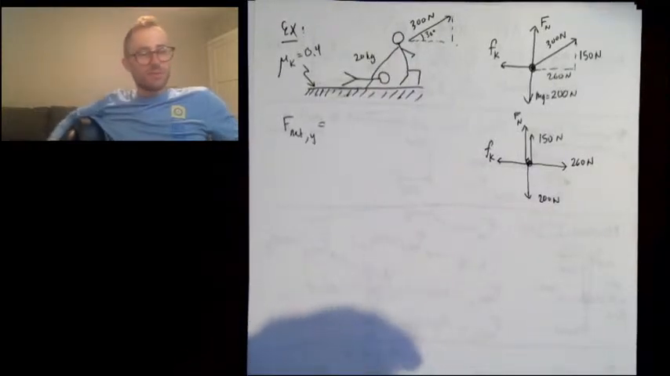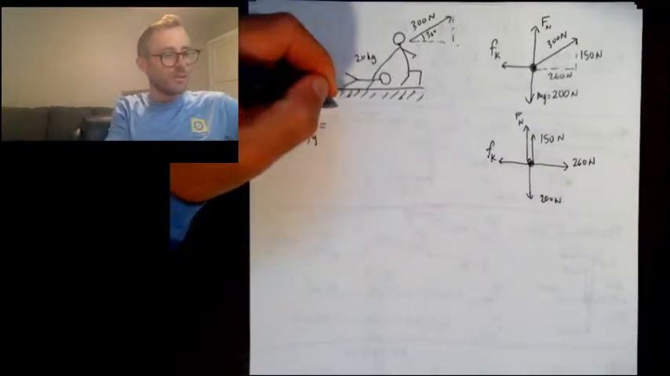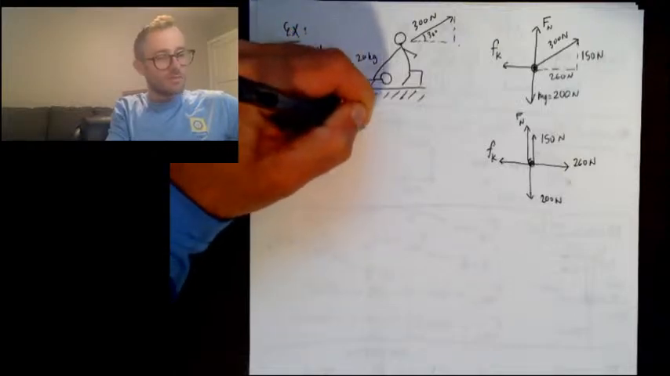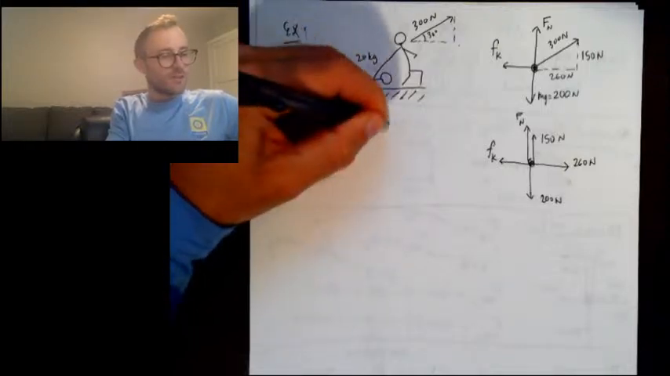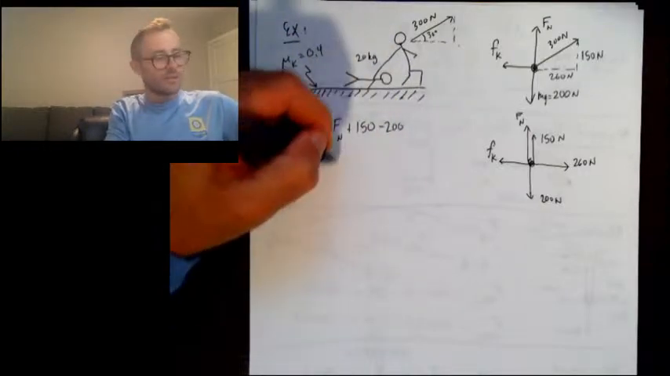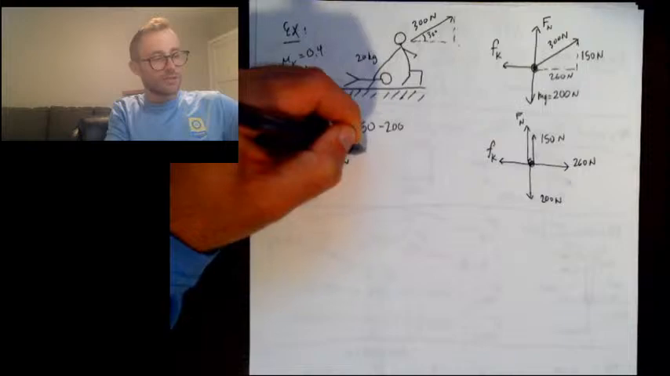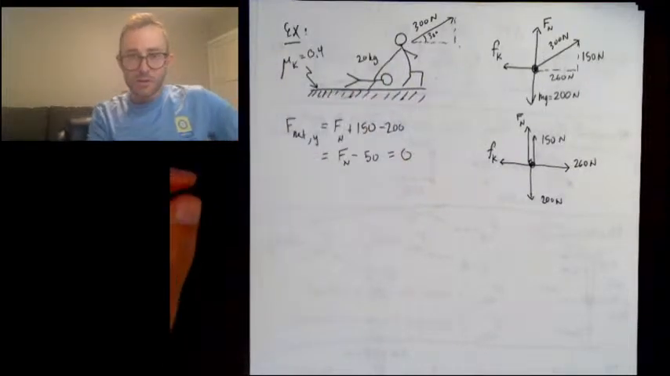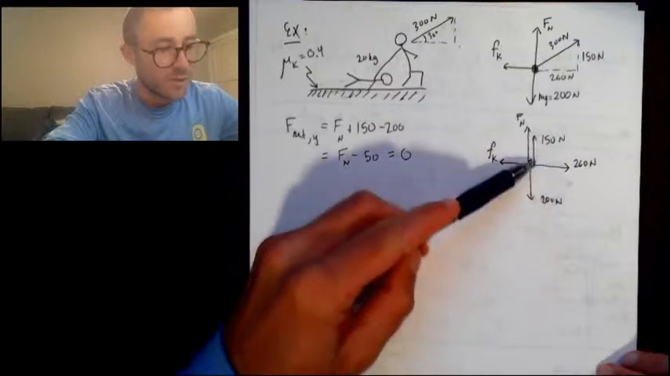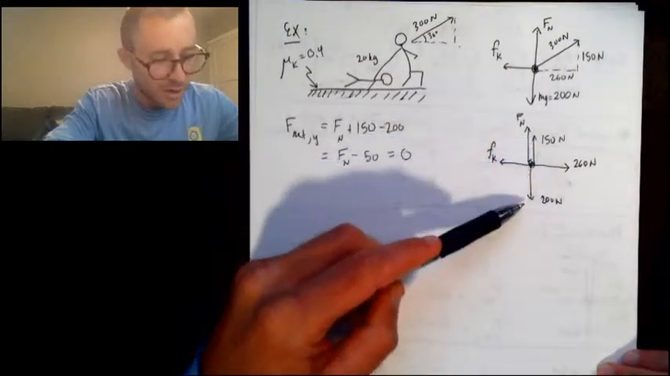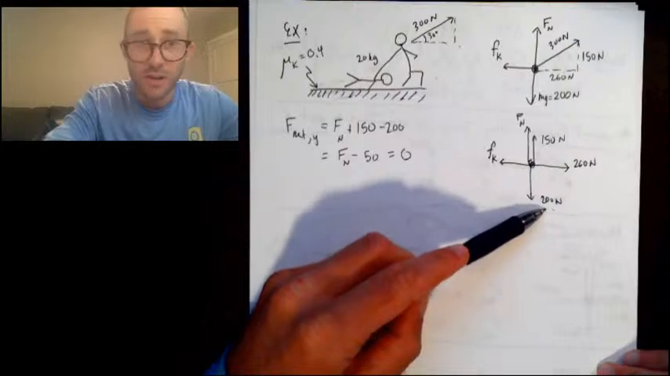So up forces minus down forces would be normal plus 150 minus 200. Okay? So the net force in the y direction is normal force minus 50, and that has to equal 0. Okay? So why is that? Well, because the upward force is only 150 newtons.